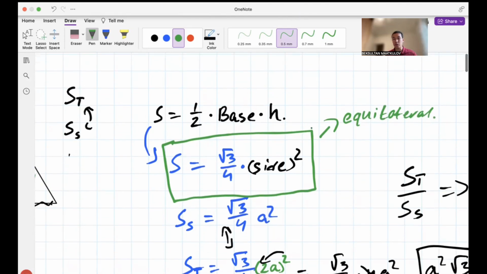So if you have another kind of triangle, you should use this formula. But anytime you have an equilateral triangle, you can save time and use this formula, because in this formula, you don't have to find the height.